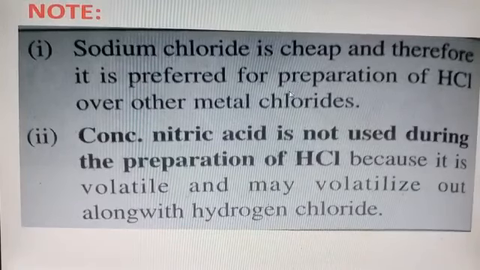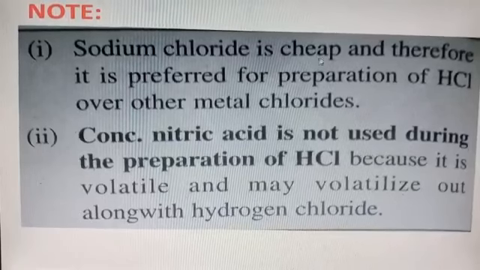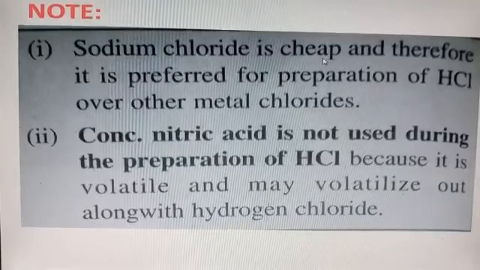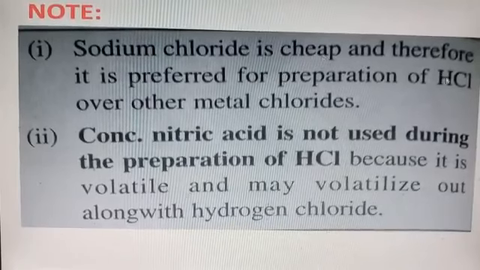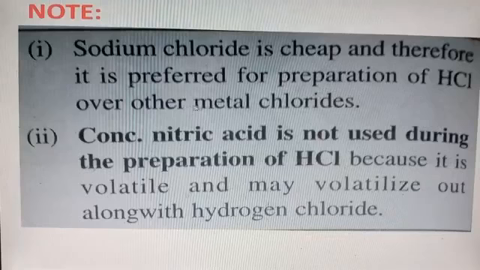It is cheap and available everywhere. On the seashores we get sodium chloride easily. So it is a cheap source. That's why we make hydrogen chloride gas from sodium chloride, and therefore it is preferred for preparation of hydrogen chloride over other metal chlorides. Then number 2, concentrated nitric acid is not used during the preparation of hydrogen chloride.